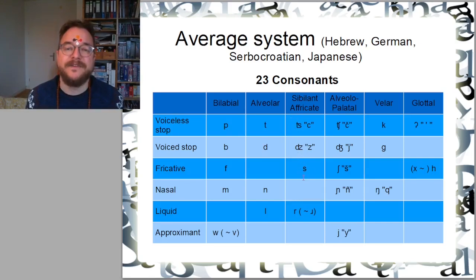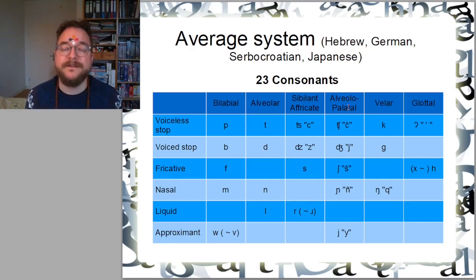sa, asa, as, ra, ara, ar. Again, we have a variant of this phoneme, that's the r sound. So it could also be pronounced ra, ara, ar.